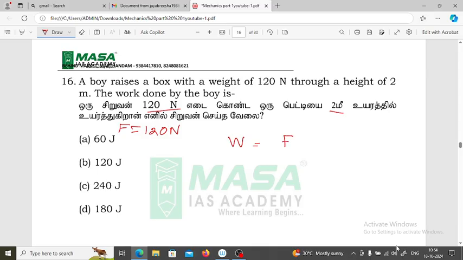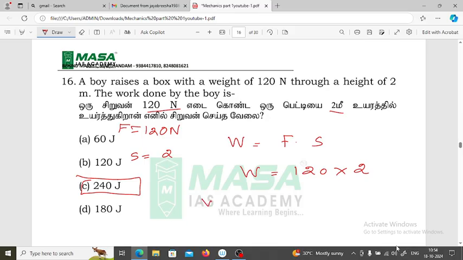Work done is equal to force into displacement. Here, what is the displacement given? Displacement is 2. S is equal to 2. Now you substitute the values. Work done is equal to 120 into 2. So we get work done W is equal to 240 joule.